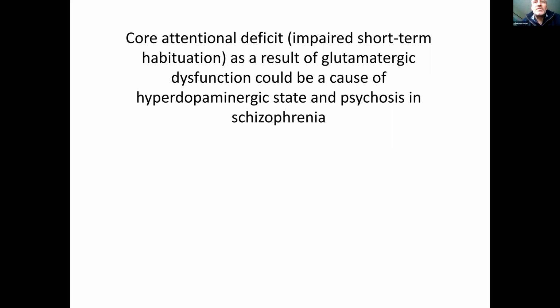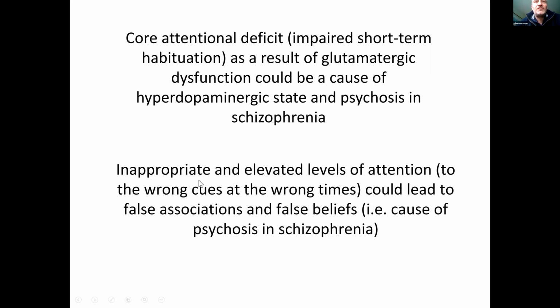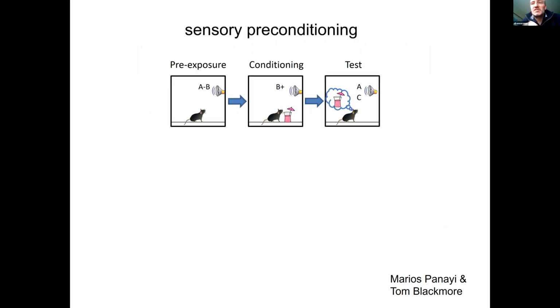Now, obviously, the follow-on implication of that is that if you're paying inappropriate and elevated levels of attention to the wrong cue at the wrong time, and you have inappropriate phasic dopamine signals to these cues, then that could lead to the formation of false associations and false beliefs. And this could be the driver of the maladaptive beliefs that underlie delusions in psychosis. And in a recent series of experiments by Marios Panai and Tom Blackmore in the lab, we've started to look at this using a simple sensory preconditioning paradigm.